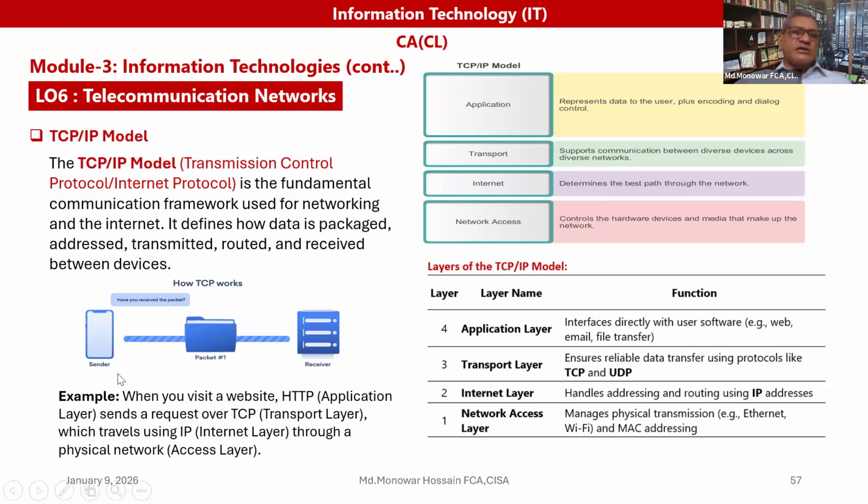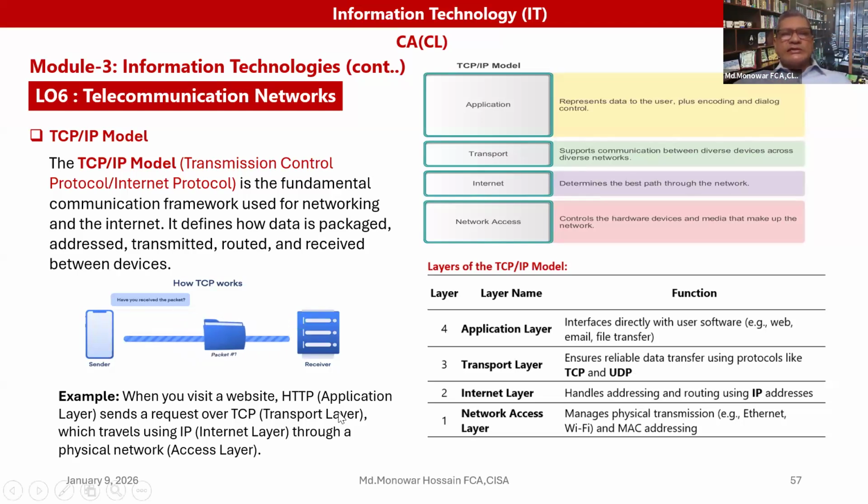This is how TCP works. Look here, the sender sends the message through packets and the receiver receives it. So here we have seen the four layers of TCP/IP. It can be an MCQ: how many layers are in the TCP/IP model? Four layers: network access layer, internet layer, transport layer, application layer. Each layer works differently, but in combination they define how data packets are addressed and received between devices.